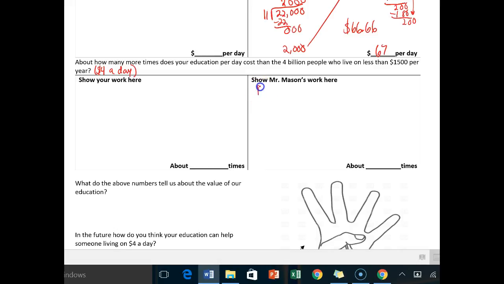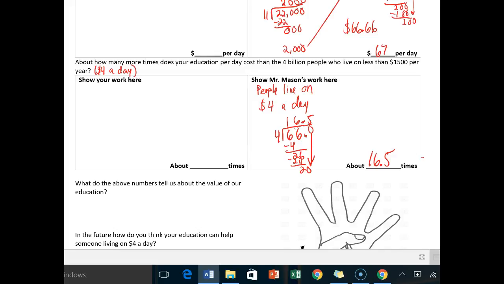So here's what I did. I said people live on $4 a day, and I'm going to try and divide that into how much CJA costs per day. So 4 into 67 basically, or let's just say 66. And so 4 goes in there 1 time. 26, 4 goes in 26 6 times. 24, put down a 2, decimal, bring down your 0. 4 goes into 20 5 times. So it's about 16.5 times the amount of money that 4 billion people live on per day is the cost of your education at CJA, right?